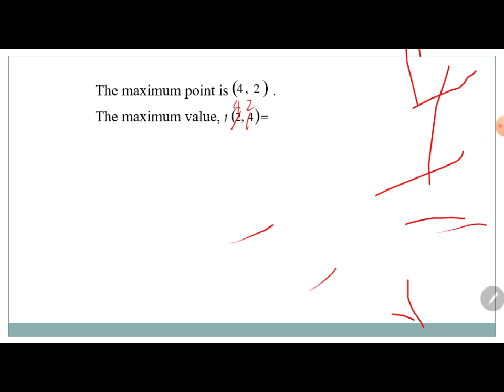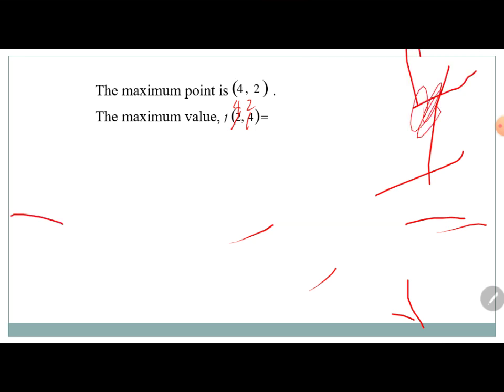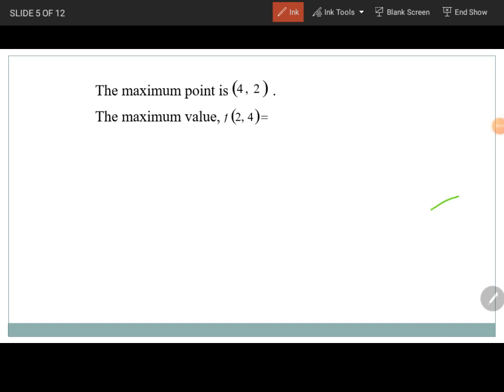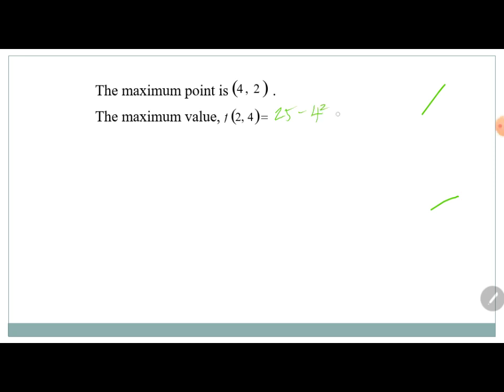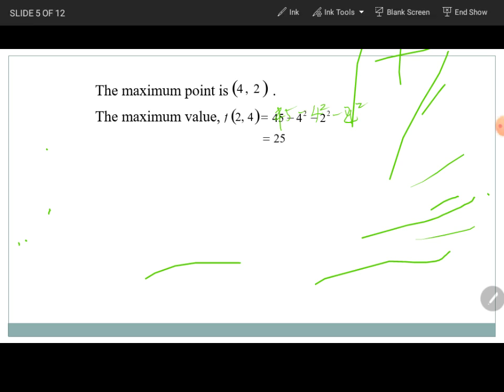What is the problem with this? The answer will be 25 minus 4 squared minus x squared and then minus y squared, which is 2 squared. So what is the final answer? It doesn't want to move, need help. 45 minus 4 squared minus 2 squared will be 25. Okay. Wow, messy. So let's continue with the next slide.